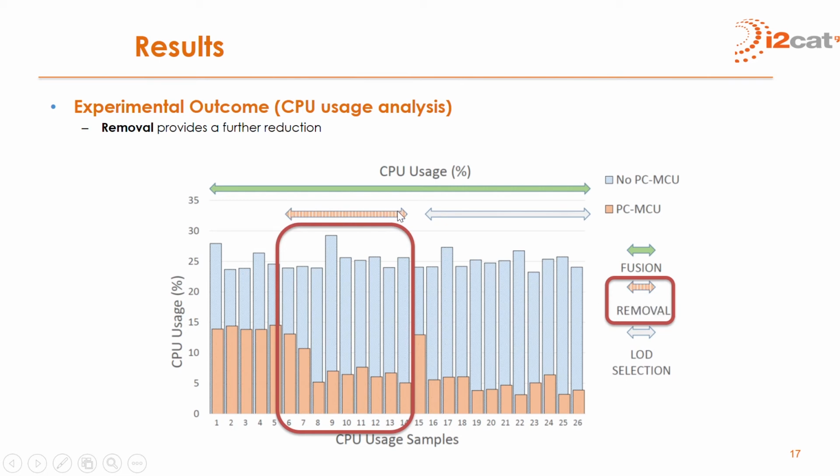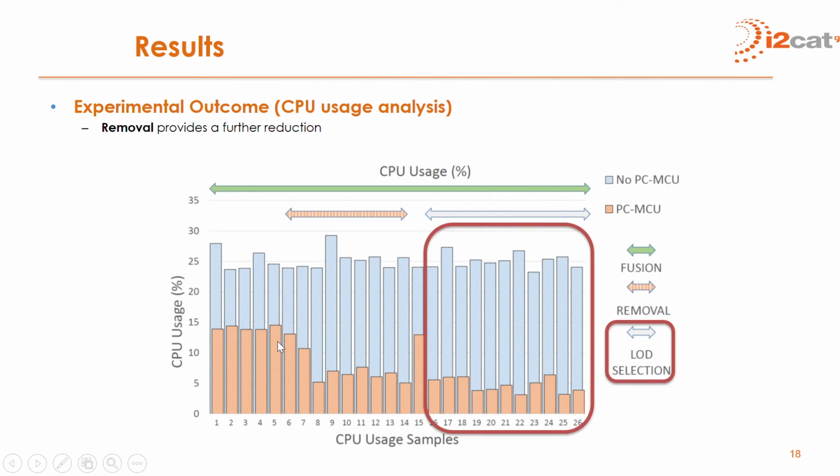So the orange arrow indicates the length of the removal of non-visible area application by the point cloud MCU, and you can see that the CPU usage is around half of what was previously reached. Then, finally, the level of detail selection, after a peak that is reached because the simulation has moved to the initial position where both point clouds are received at the maximum resolution, increases even more the optimization that was performed by the point cloud MCU before.